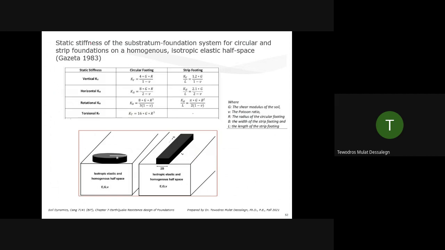The static stiffness of a substratum foundation system for circular and strip foundations on a homogeneous isotropic elastic half space. This is what Gazetas developed. For circular and strip foundations, we have relations. For the dynamic case also we have relations. Because they are dependent on the G values, and G is strain dependent, depending on the strain level you're designing for, we can select G values.